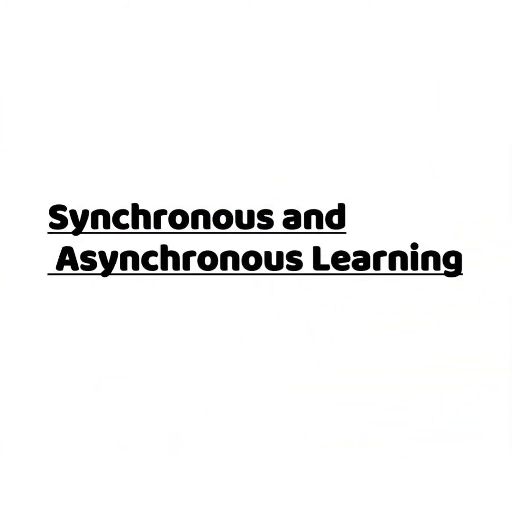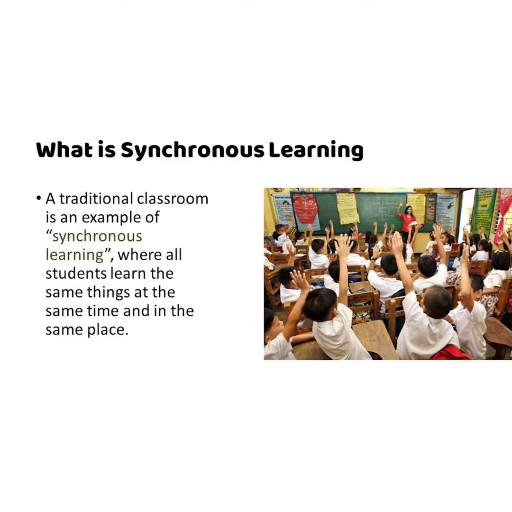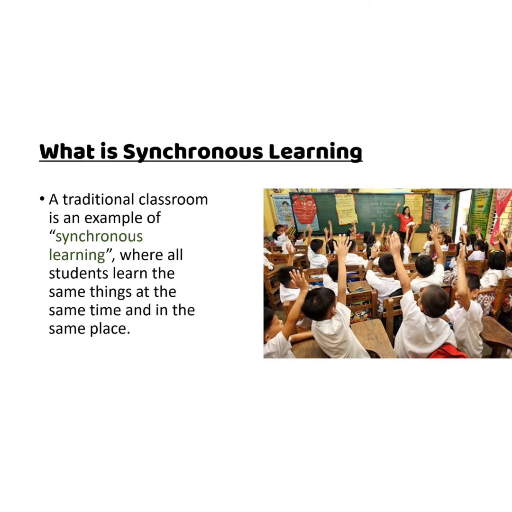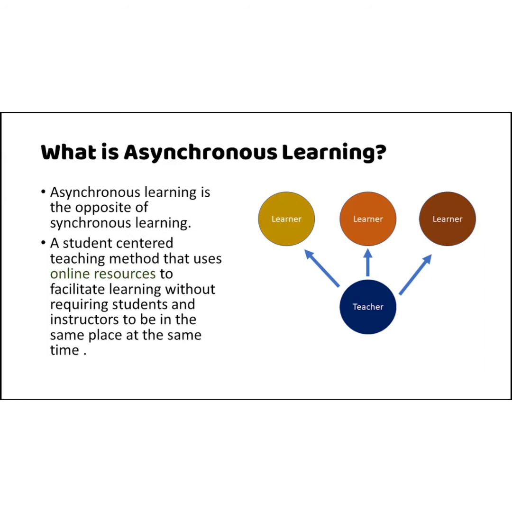Synchronous and asynchronous learning. What is synchronous learning? A traditional classroom is an example of synchronous learning, where all students learn the same things at the same time and in the same place. What is asynchronous learning? Asynchronous learning is the opposite of synchronous learning, a student-centered teaching method that uses online resources to facilitate learning without requiring students and instructors to be in the same place and at the same time.